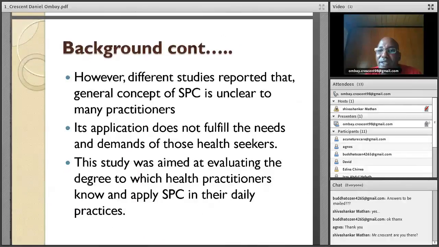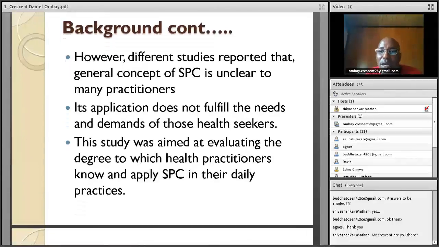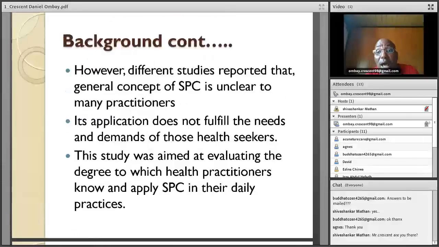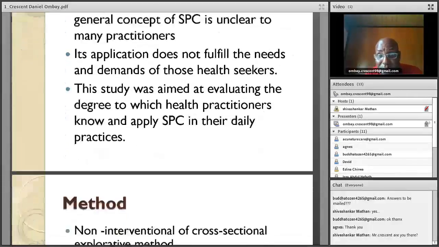However, different studies reported that the general concept of statistical process control is unclear to many practitioners. Its application does not fulfill the needs and the demand of those health seekers. This study was basically aimed at evaluating the degree to which health practitioners know and apply statistical process control in their daily practices.